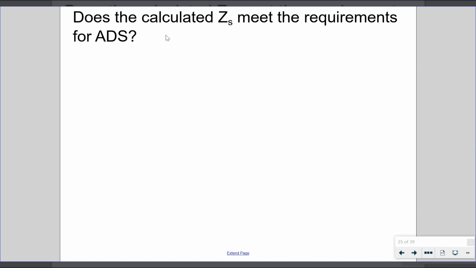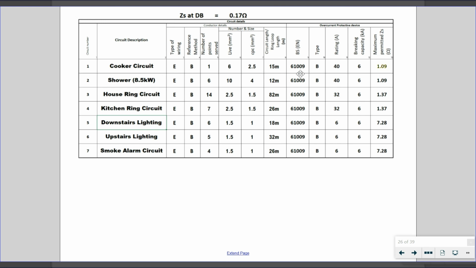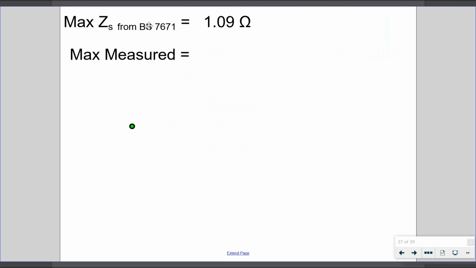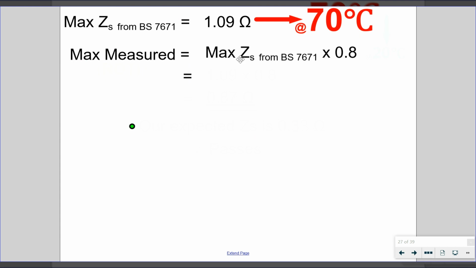Follow-up question from that might be, does this meet its requirements for its earth fault loop impedance value for automatic disconnection of the supply? So looking back in the circuit schedule, you'll see we have a max Zs of 1.09 ohms. Now that max Zs from BS 7671 is at 70 degrees C. Remember, we are measuring our maximum Zs at 20 degrees C, so we need to bring our max value from 70 degrees C down to 20 degrees C.